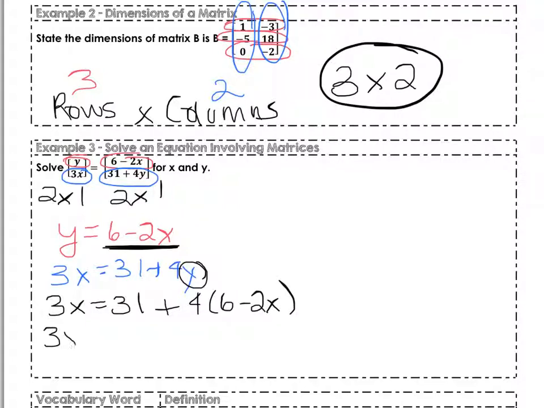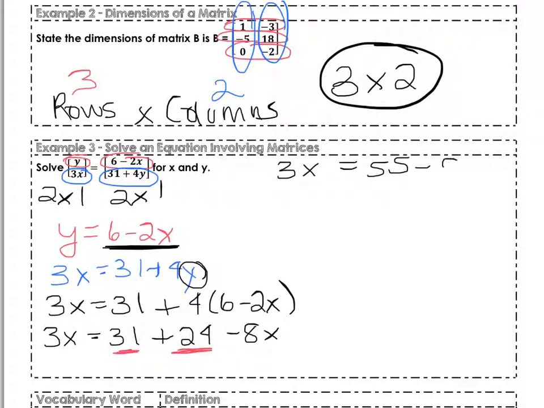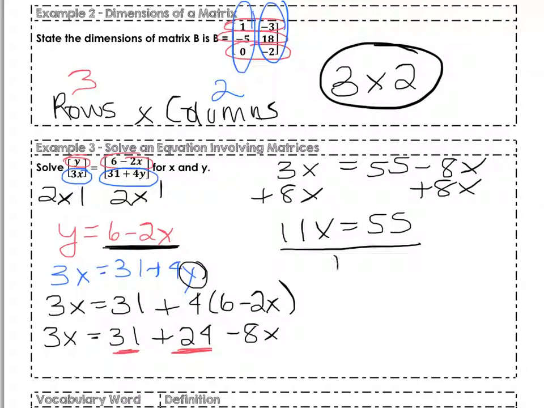Now I'm just going to simplify my expression here. I'm going to distribute the 4 to both of my terms, getting me 24 and a negative 8x. I'm going to combine some like terms here. I'm going to carry on up here. 3x equals 55 minus 8x. Now I'm going to add 8x onto both sides so I can isolate my variable. 3 plus 8 is 11, so we have 11x equals 55. Divide by 11. So we get x is equal to 5.